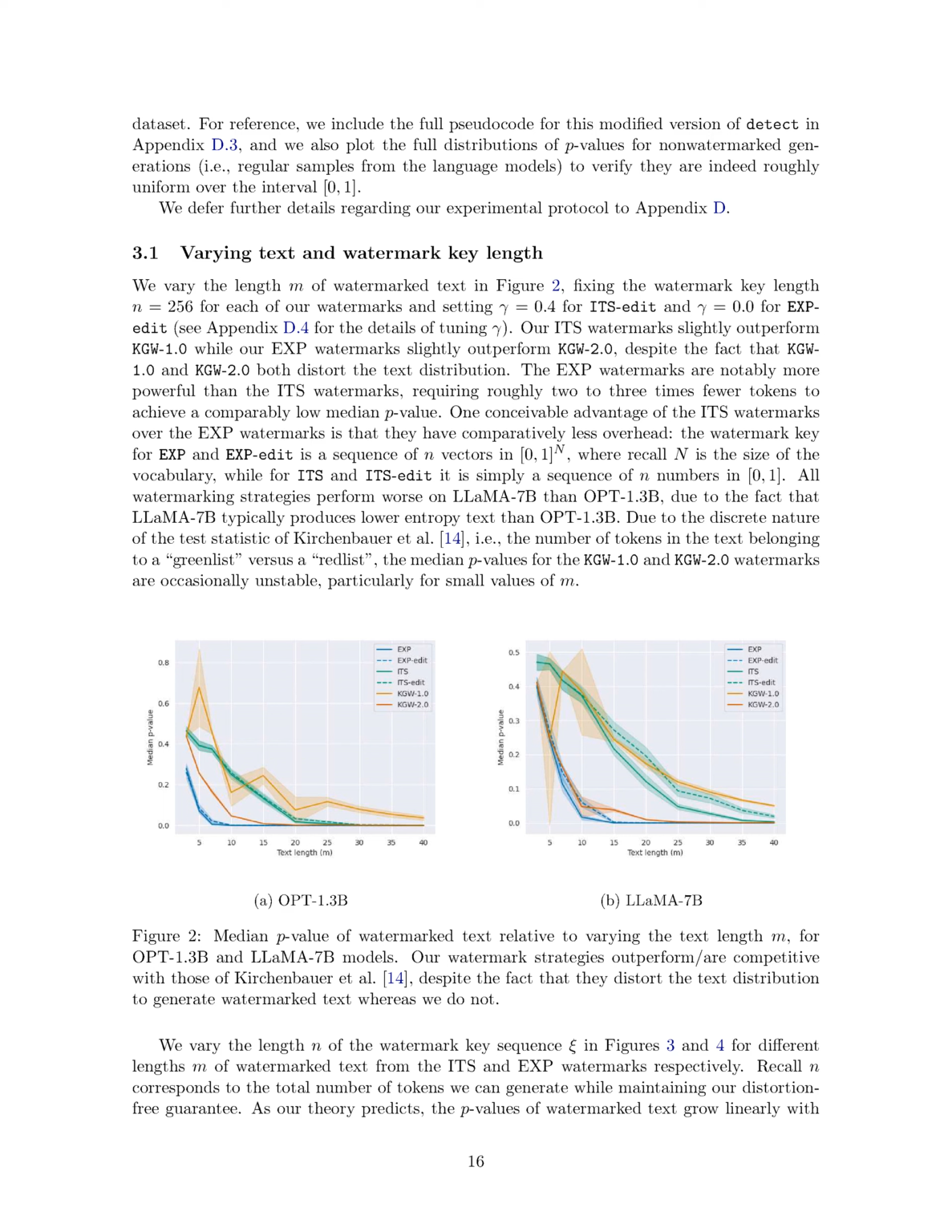Section Summary. In this section, the authors discuss their experiments on varying the length of watermark text and the watermark key. They find that their ITS watermarks slightly outperform the KGW 1.0 method, while their EXP watermarks outperform the KGW 2.0 method. The EXP watermarks are more powerful and require fewer tokens to achieve a low median p-value. However, the ITS watermarks have less overhead as their watermark key is simpler. All watermarking strategies perform worse on Llama 7B compared to OPT 1.3B due to the lower entropy of Llama 7B text. The p-values of watermark text increase linearly with the length of the watermark key, but the rate of growth decreases with the length of the watermark text.